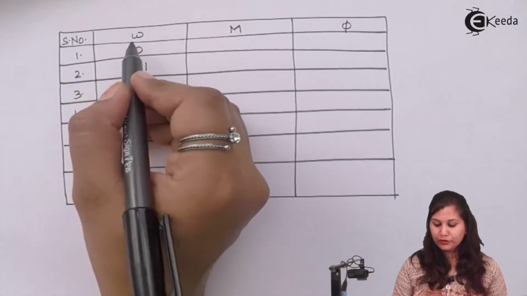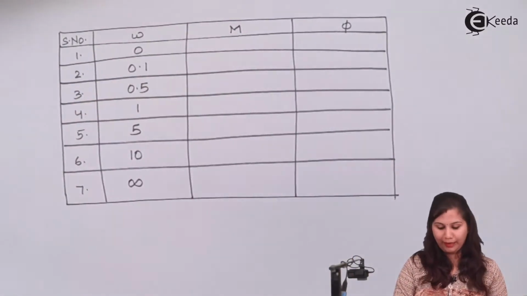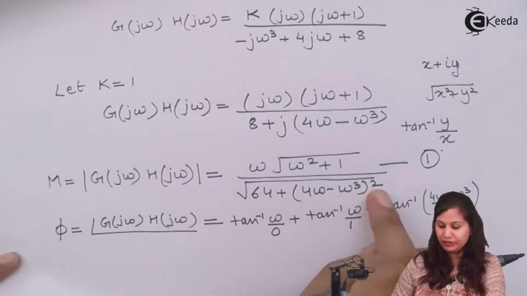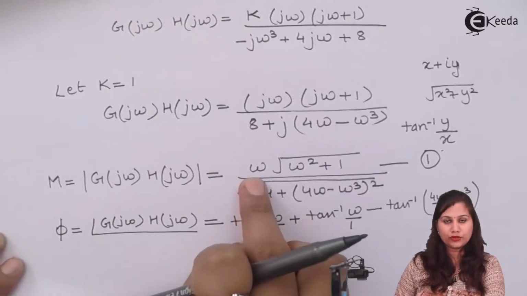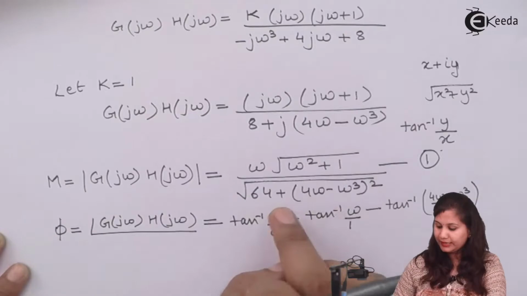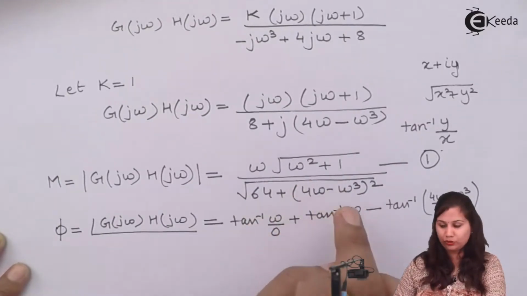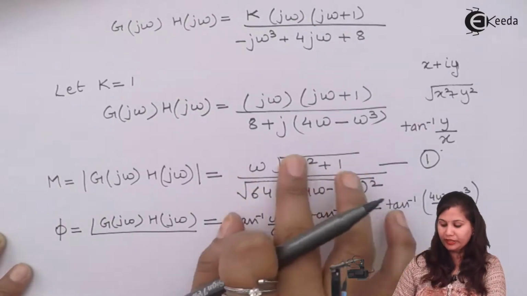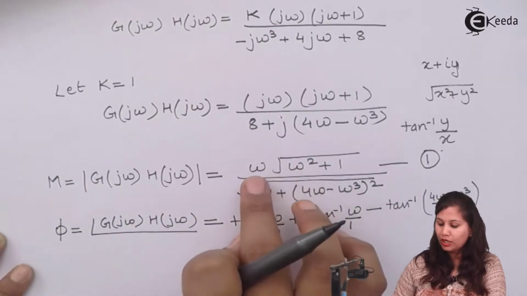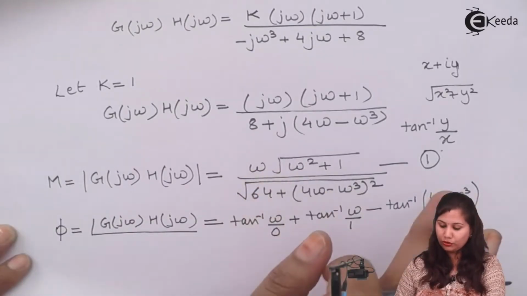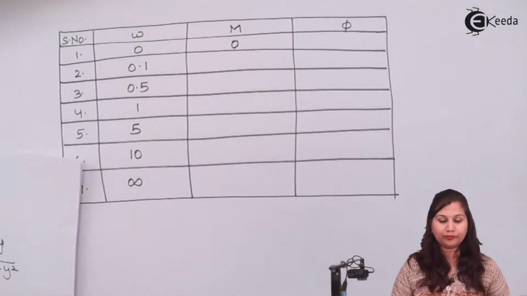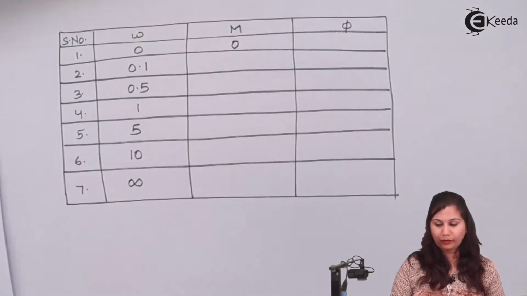Now we are going to put omega equals 0 in our magnitude equation. This is our magnitude equation, so put omega equals 0 here, so it will be 0, 0 square plus 1, then 64 plus, this is 0. So the whole term is going to become 0 because here we have omega in the product, so our magnitude is 0 for omega equals 0. Now comes the phase angle equation.